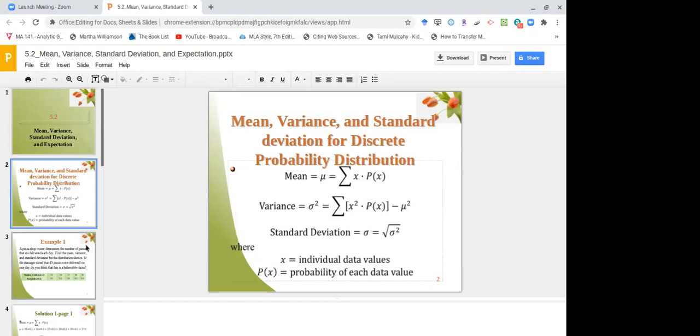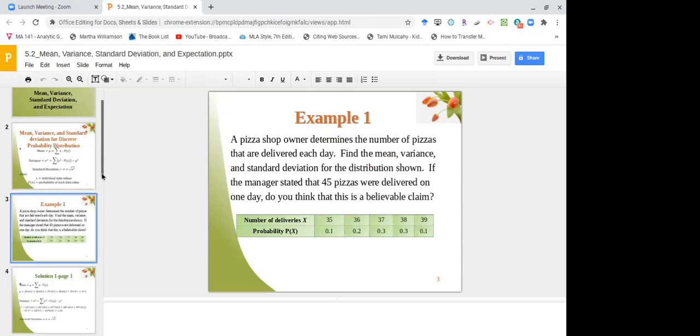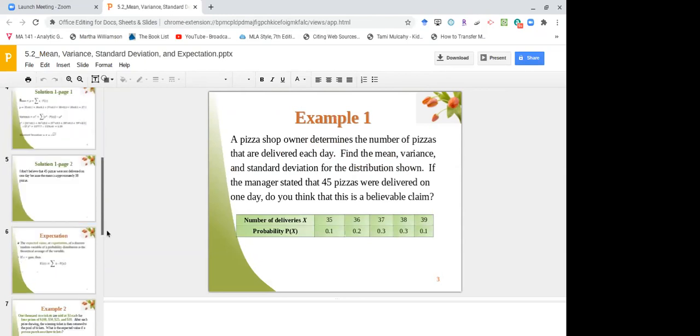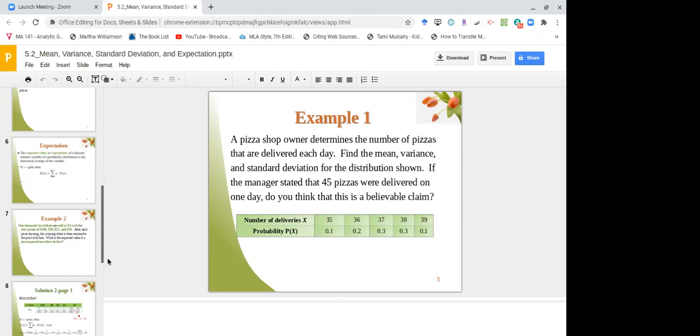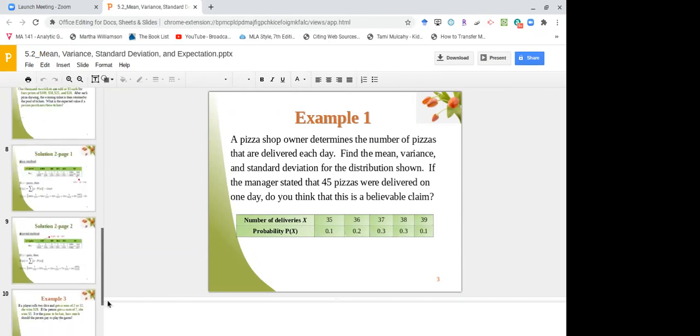There is an example here for you. She laid out the data, and then she gives you the calculation of what I just showed you in general. And that's predominantly what this focuses on.